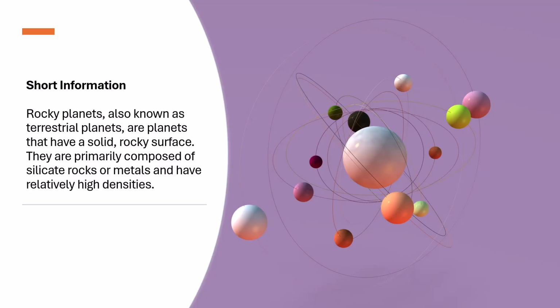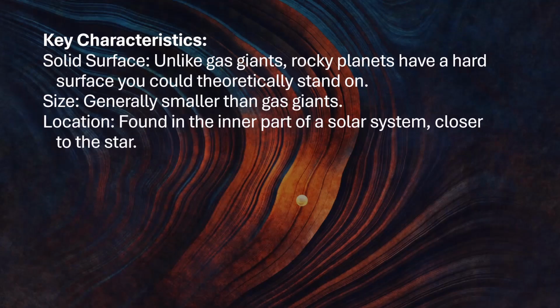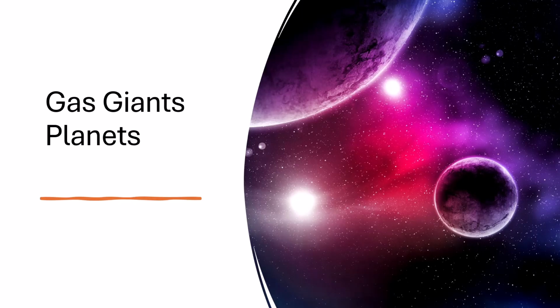Now, what are rocky planets? Rocky planets are also known as terrestrial planets. They are planets that have a solid rocky surface. They are primarily composed of silicate rocks or metals and have a relatively high density. Key characteristics: solid surfaces. Unlike gas giants, rocky planets have a hard surface you could theoretically stand on. Size: generally smaller than the gas giants. Location: they can be found in the inner part of the solar system, closer to the star.